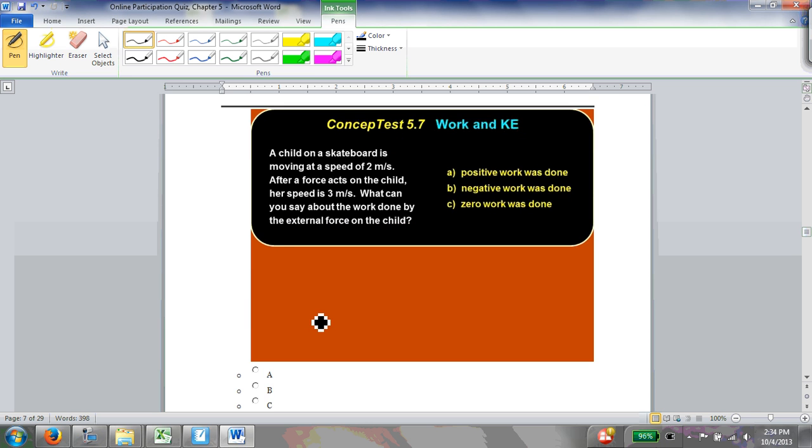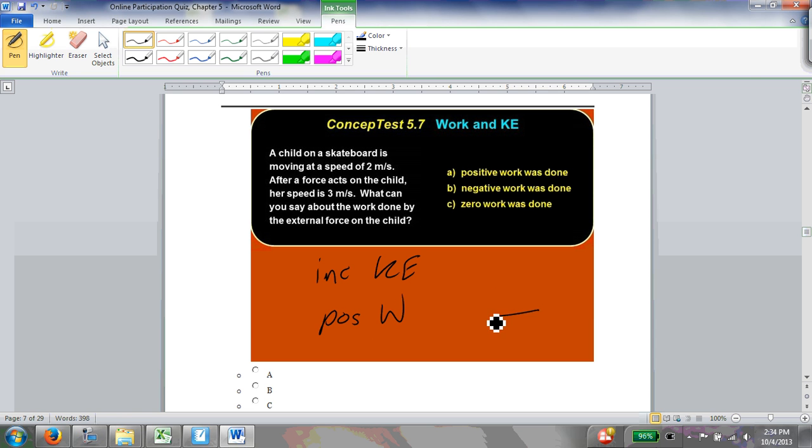A child on a skateboard is moving at a speed of 2 meters per second. After a force acts on the child, her speed is 3 meters per second. What can you say about the work done by the external force on the child? Well, the force has increased her speed, which has increased her kinetic energy. That means that positive work has been done.